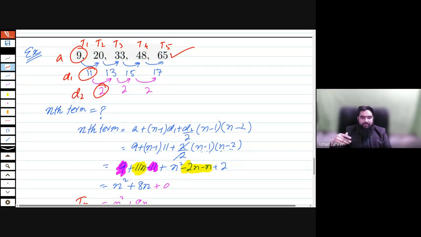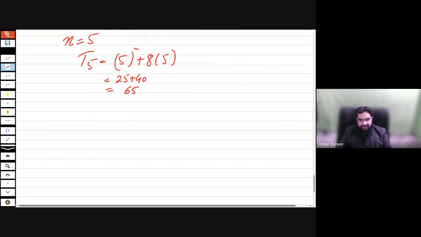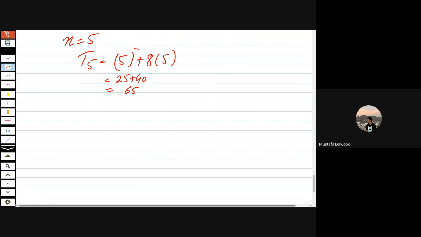In the same way, if you have to find any next term, the 100th term, 50th term, 60th term, you just have to substitute the value and you are going to get it. Is this clear? Yes, Daniel?